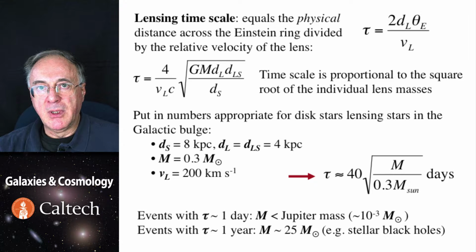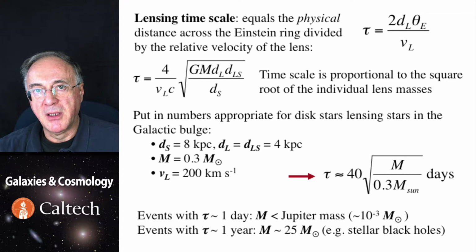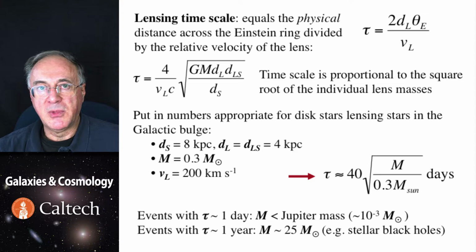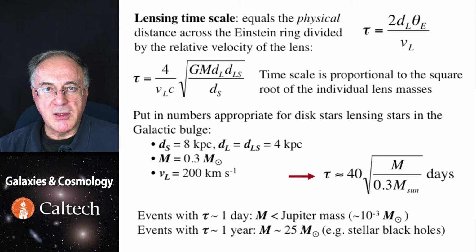If you know or assume somehow the velocities of the lenses, say we know that the velocity dispersion of halo stars is a couple hundred kilometers per second, then you can infer masses of lenses from the durations of the events. And typically, those are measured in days or tens of days. The shorter the event, the smaller the mass.